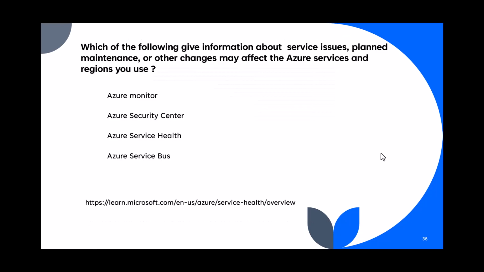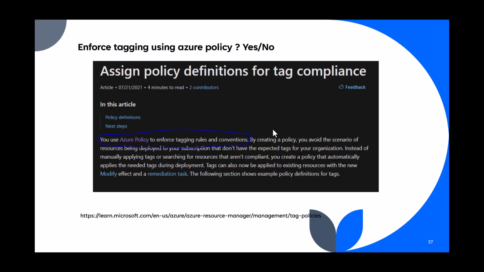Moving on to the next question, question number 36. Which of the following gives information about service issues, planned maintenance, or other changes that may affect the Azure services and region you use? Azure Monitor, Azure Security Center, Azure Service Health, and Service Bus. The answer to this question is Service Health. If you have any issues with Azure services or an Azure region that affect everyone, all the companies using Azure, then Azure Service Health will give you the information about any Azure service issues and any region that's affected.